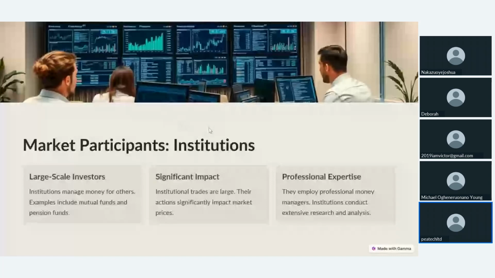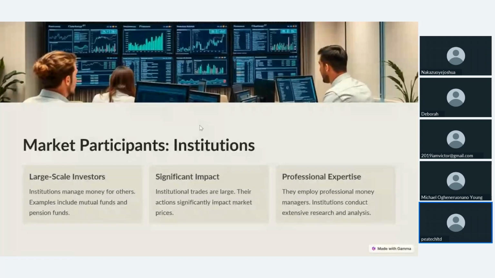These three columns you see under it are just explaining what institutions do. For example, they are large-scale investors, right? Institutions manage money for others. So I can take my money to the bank. The bank will trade with my money with profit in mind. Examples of large-scale or institutional traders are the mutual funds and the pension funds. We all know these things.